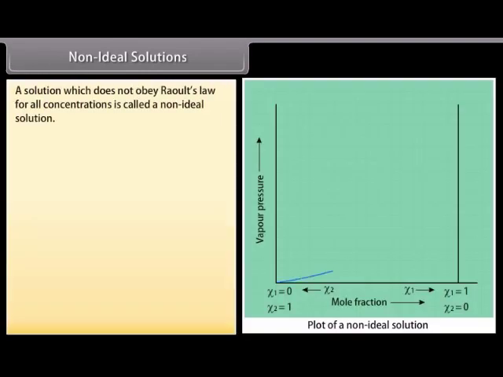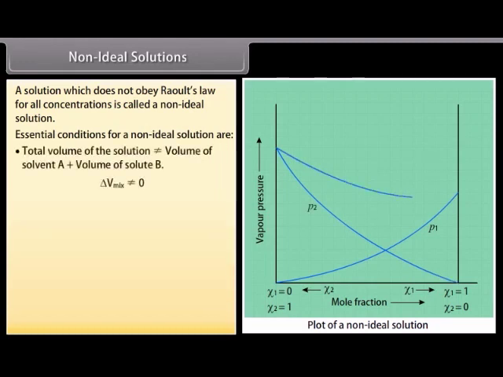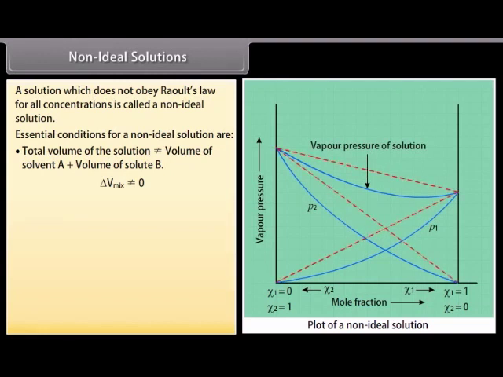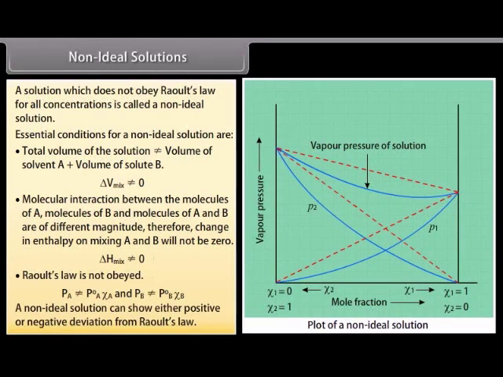Non-ideal solutions. A solution which does not obey Raoult's law for all concentrations is called a non-ideal solution. Essential conditions for a non-ideal solution are: total volume of the solution should not be equal to volume of solvent A plus volume of solute B. Molecular interaction between the molecules of A, molecules of B, and molecules of A and B are of different magnitude. Therefore, change in enthalpy on mixing A and B will not be zero. Raoult's law is not obeyed. A non-ideal solution can show either positive or negative deviation from Raoult's law.